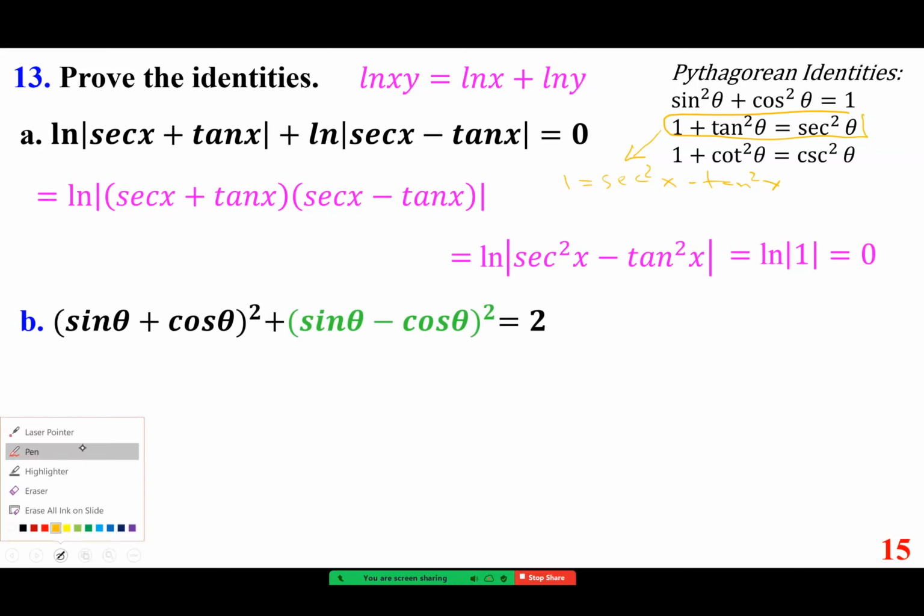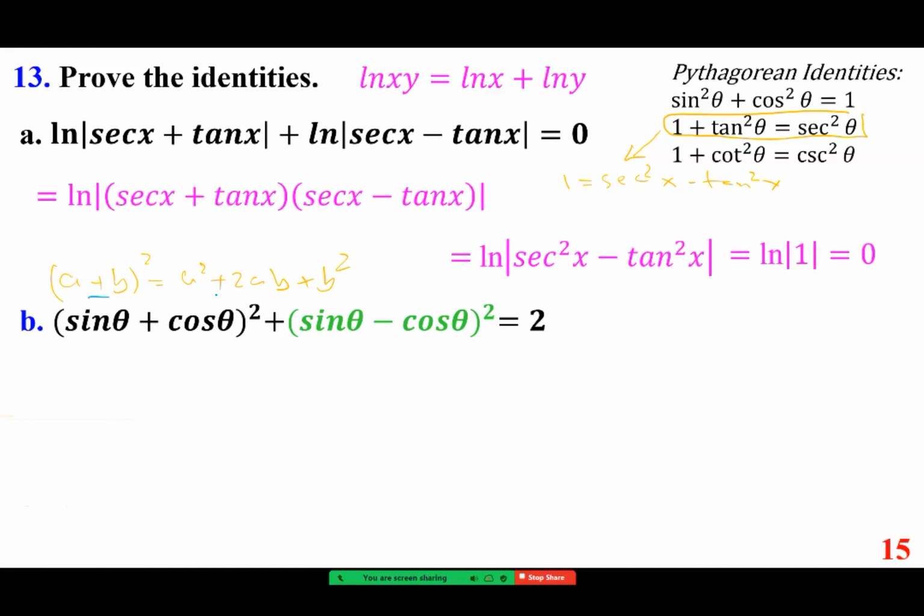Let's look at (sine theta plus cosine theta) squared plus (sine theta minus cosine theta) squared equals 2. To prove that, again, we start from the more complicated side. Clearly, it's the left-hand side. To do so, we are going to use (a plus b) squared. Let me quickly remind you: (a plus b) squared is a squared plus 2ab plus b squared. And of course, if it's (a minus b) squared, this becomes negative.